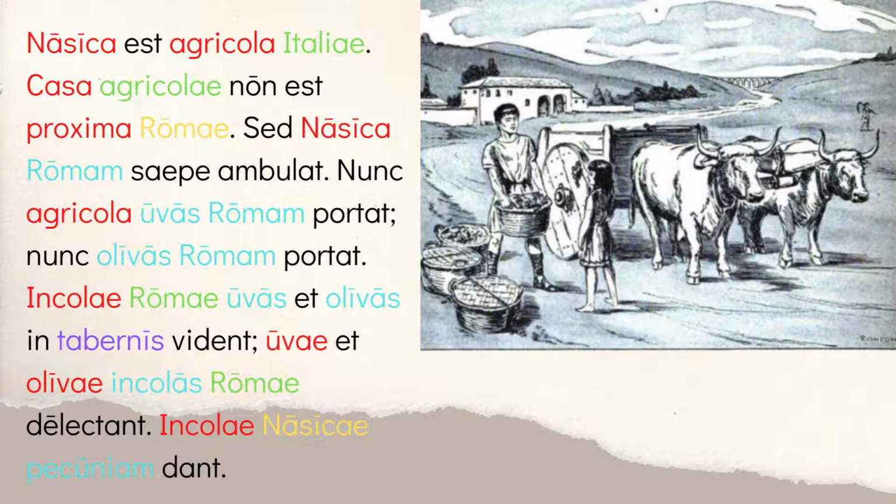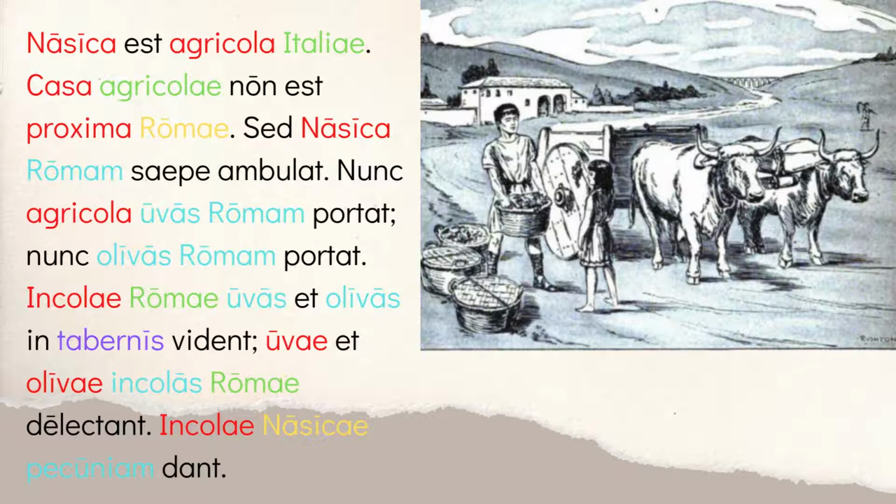Incolae Nasicae pecuniam dant. So the incolae, the inhabitants, give, dant. When you have that verb of giving, again, you're anticipating at some point using a dative. You have to give something to someone. So you're saying, what do they give? Pecuniam, there's your direct object. The inhabitants are giving money. Who are they giving it to? Nasicae. So Nasicae is dative here. They're giving it to Nasica.